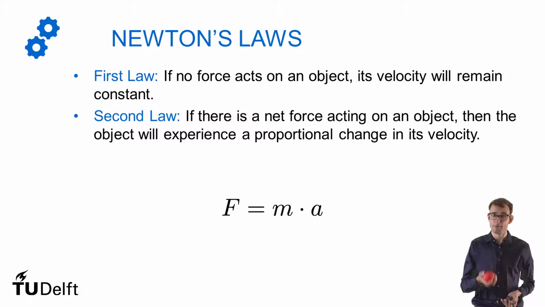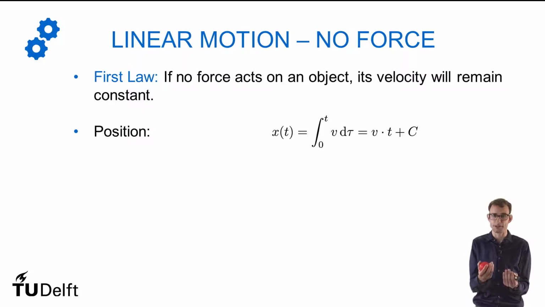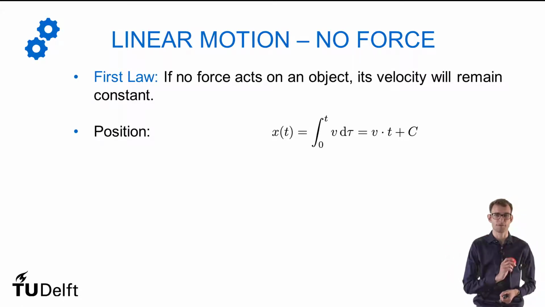So what does that mean for our ball? Well, first, let's look at the simplest case. If there is no force acting on the ball, Newton's first law tells us that its velocity will remain constant. So we have a very simple equation: velocity is constant. If we want to know the position, you have to integrate the velocity. We want to know the change in position. We start at some point, which we call t is 0, and then we want to know the position as a function of time.